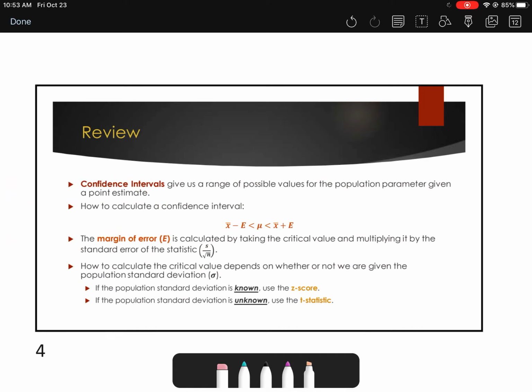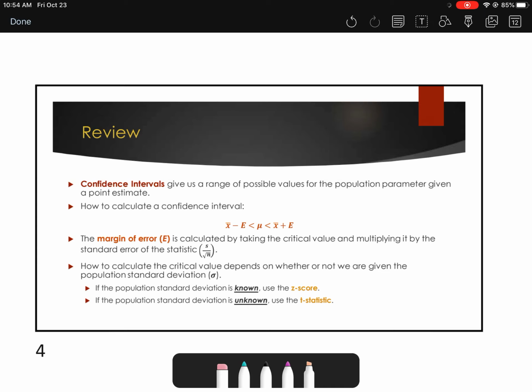Okay, so just a little bit more review from Module 3, Part 1. Confidence intervals give us a range of possible values for the population parameter given a point estimate. How you calculate that confidence interval is your sample mean plus or minus your margin of error. The margin of error is calculated by taking the critical value and multiplying it by the standard error of the statistic. And that standard error of the statistic is your sample standard deviation divided by the square root of n, and n is your sample size.